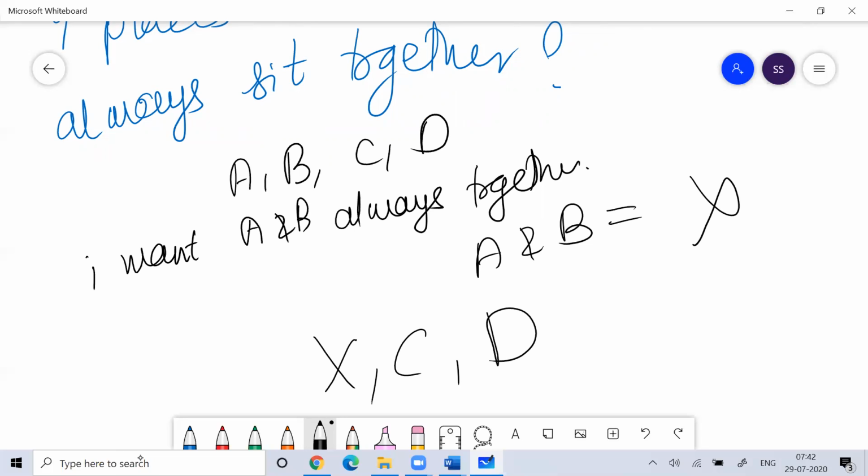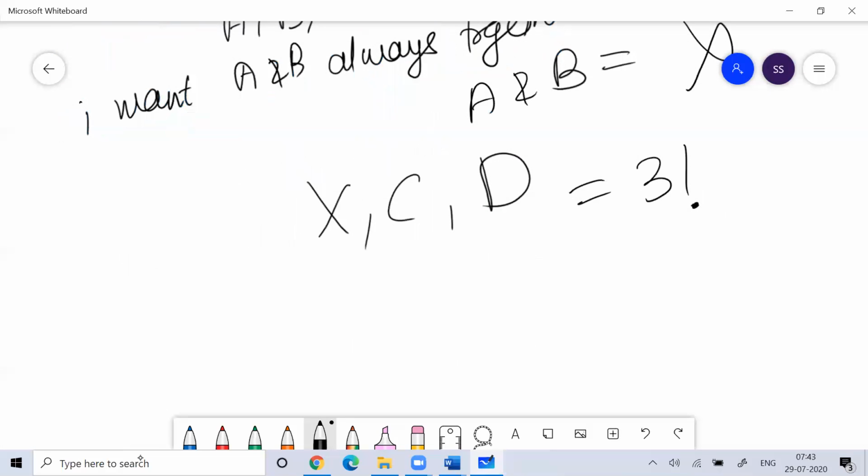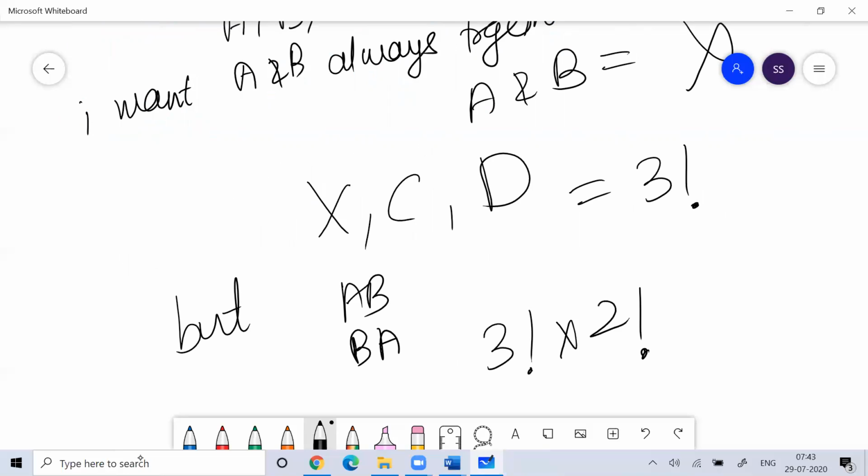Okay, now A and B, suppose they are attached with Fevicol or something, so they are always together. So now you have three persons, and the three persons can sit in 3 factorial ways. But A and B can interchange their places, so they can sit like this or interchange. So the answer would be 3 factorial into 2 factorial.